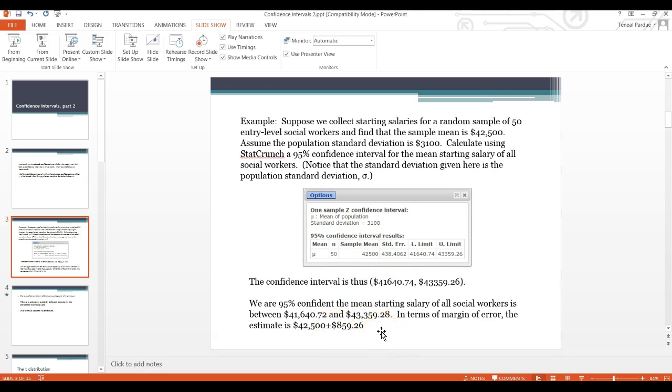And if you remember how to calculate the margin of error, we just do the upper limit, so 43,359.26, minus the sample mean, and that'll give us the margin of error. All right, so that's our first example. That's the Z confidence interval for the mean.